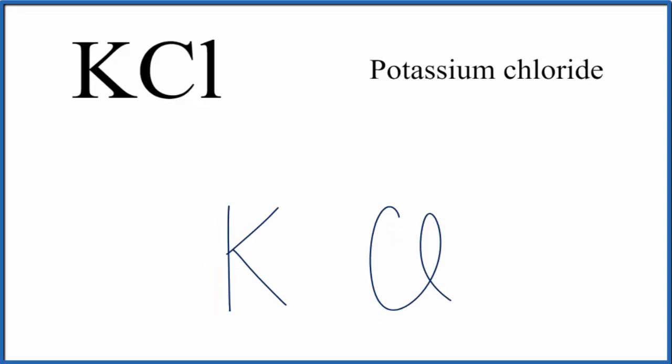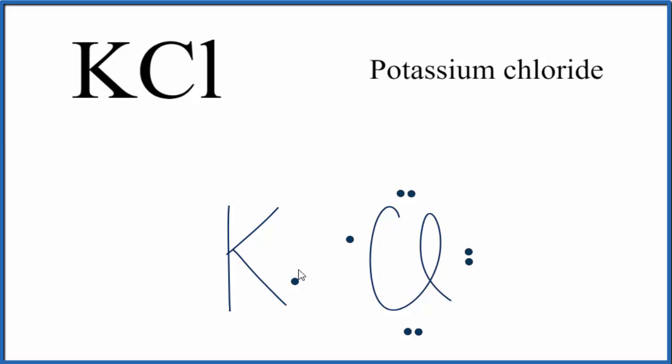Potassium is in group 1 on the periodic table, and that means it has 1 valence electron. So let's just put that right there. And then chlorine, that's in group 17, sometimes called 7A. It has 7 valence electrons. So let's put those around the chlorine.